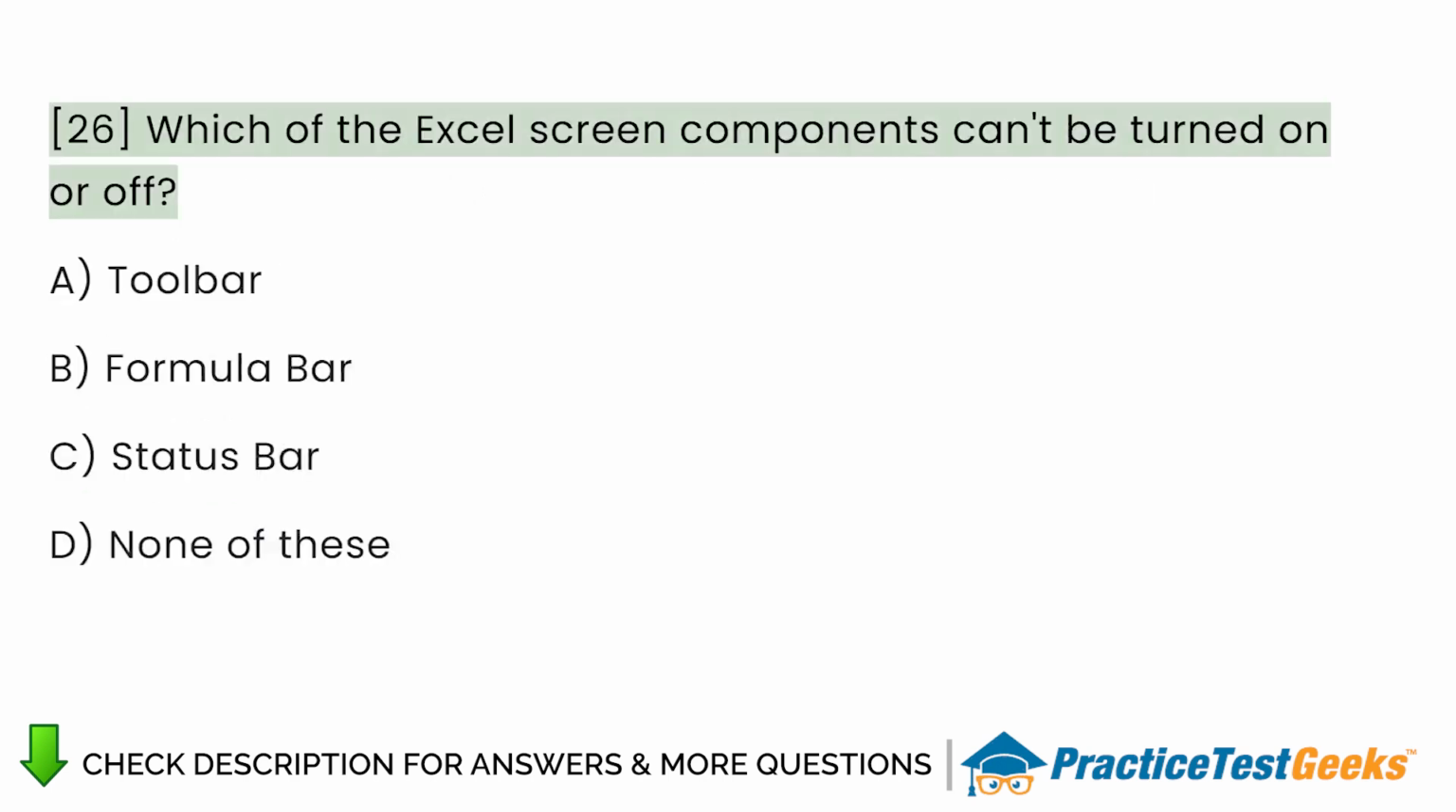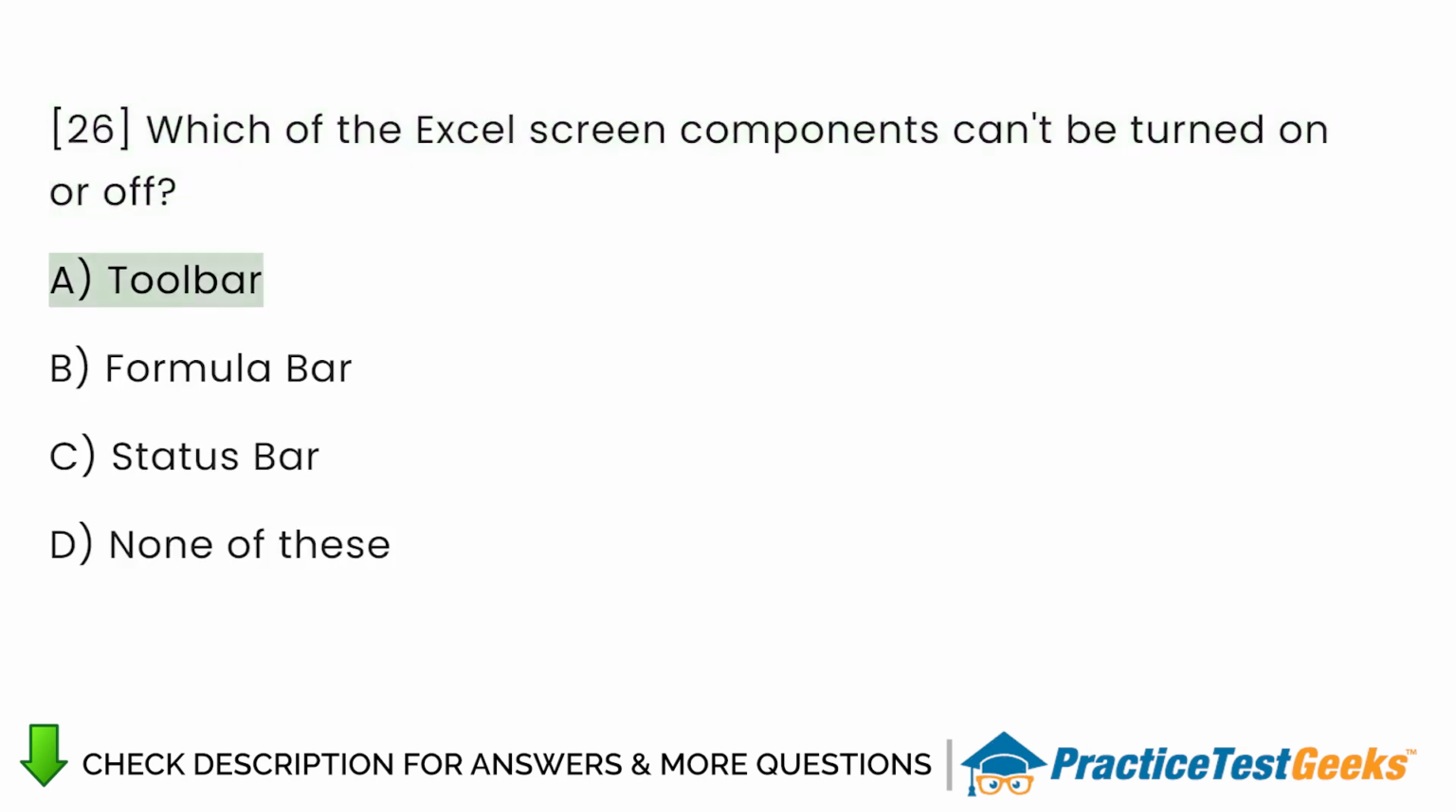Which of the Excel screen components can't be turned on or off? A. Toolbar. B. Formula bar. C. Status bar. D. None of these.